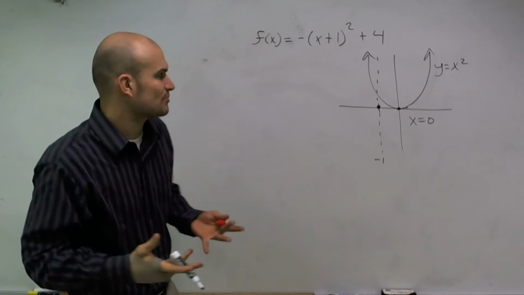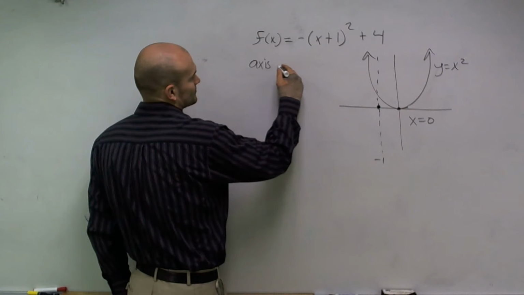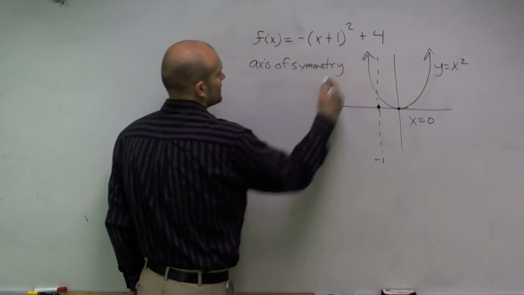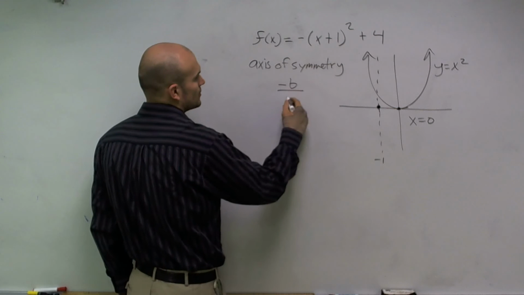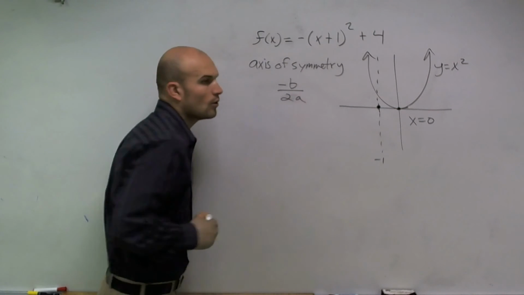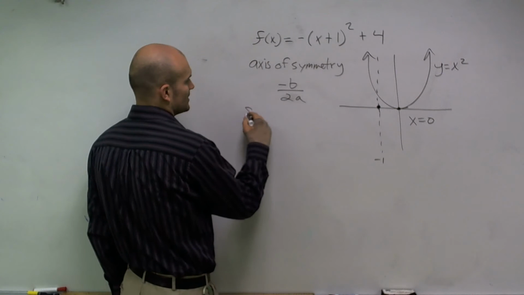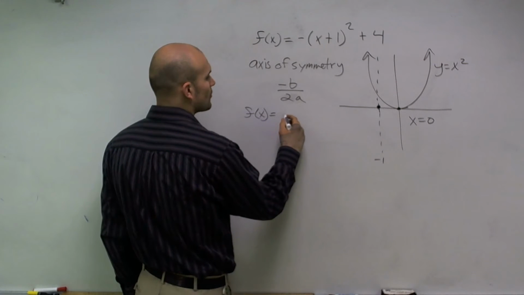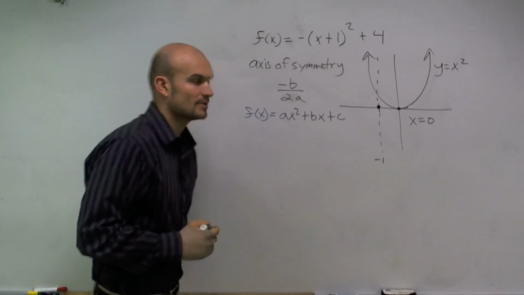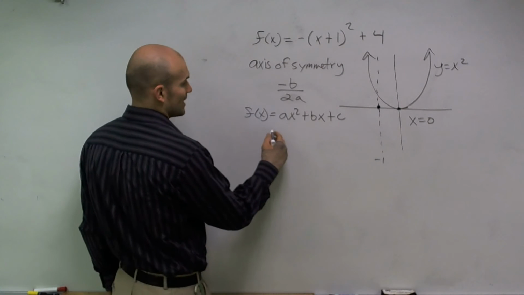Now let's look at an algebraic way to solve for this. There is a formula for the axis of symmetry. And the formula for axis of symmetry is the opposite of b over 2a. And where am I getting this a and b? Well, remember every quadratic can be written in the form of ax squared plus bx plus c. So therefore, this equation is not written in ax squared plus bx plus c format, but I can rewrite it in that format.